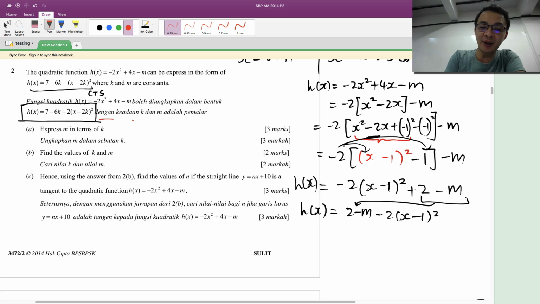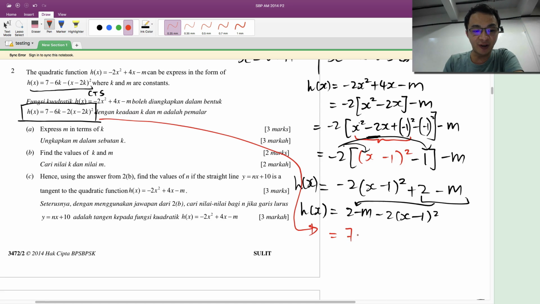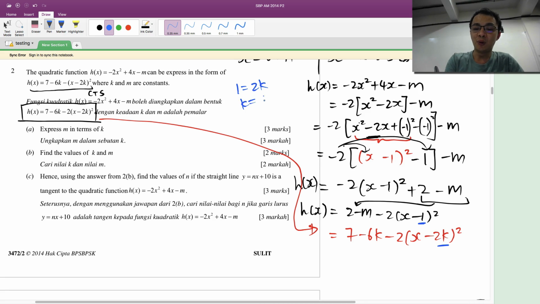So if I compare with this one, you can see this one is 7 minus 6k minus 2(x minus 2k) squared. So you just do some comparison, then at least you can see something: the 1 basically equals 2k. So then I will say the 1 equals 2k, k equals 1 over 2. Then I get my k.